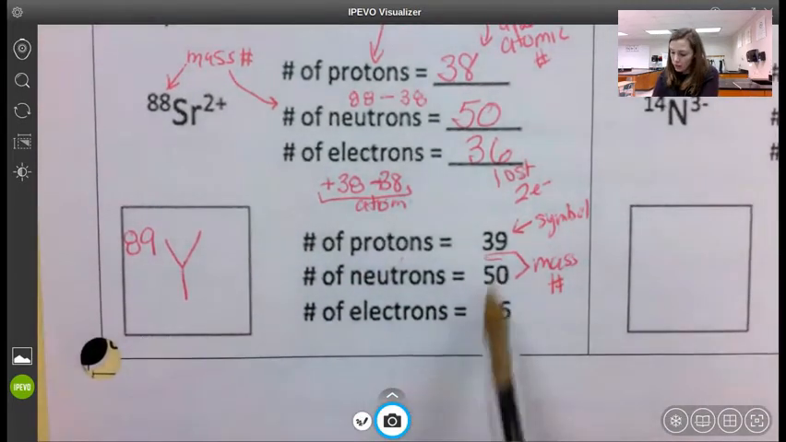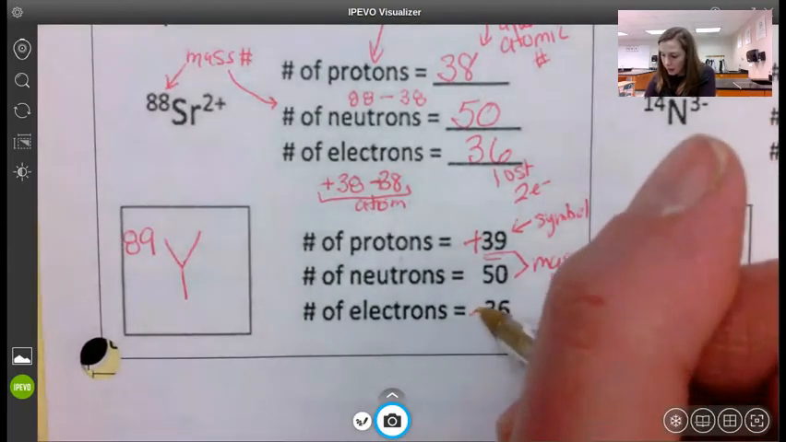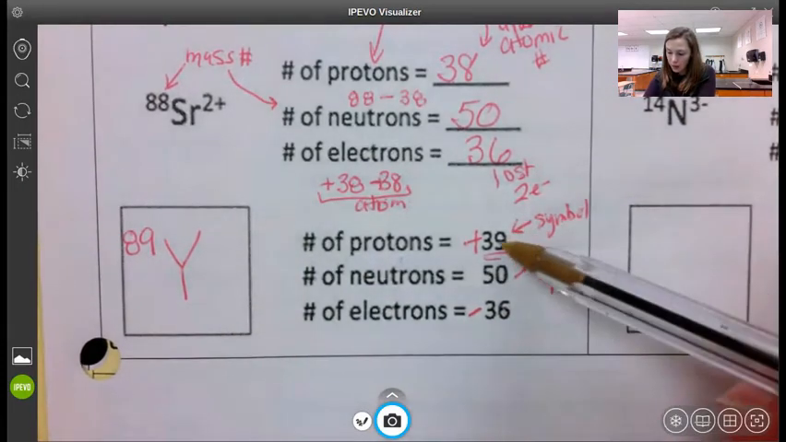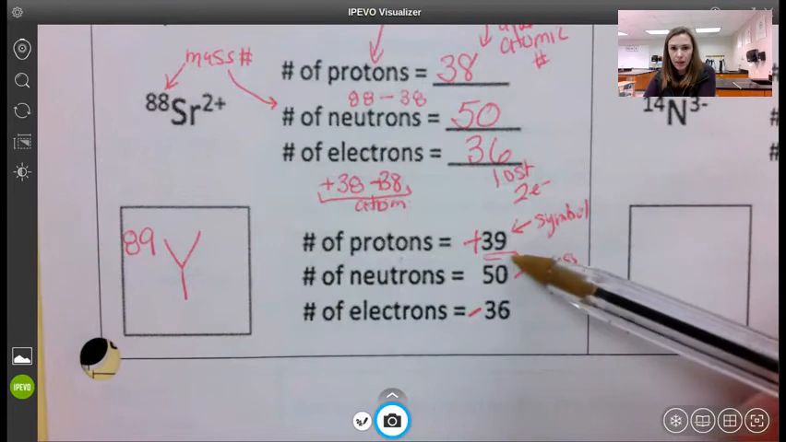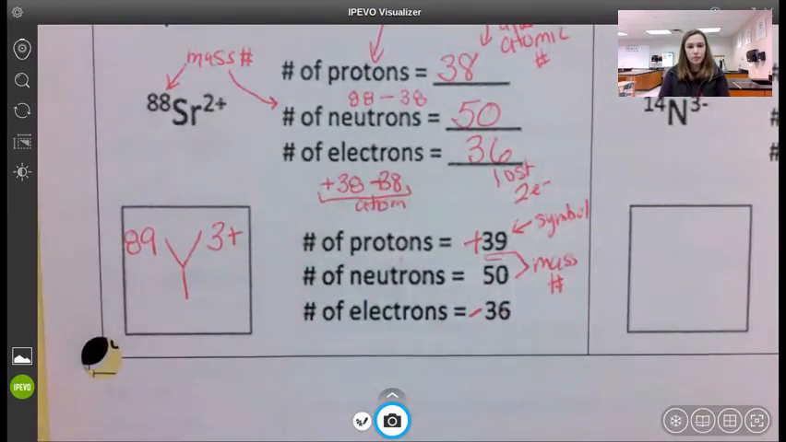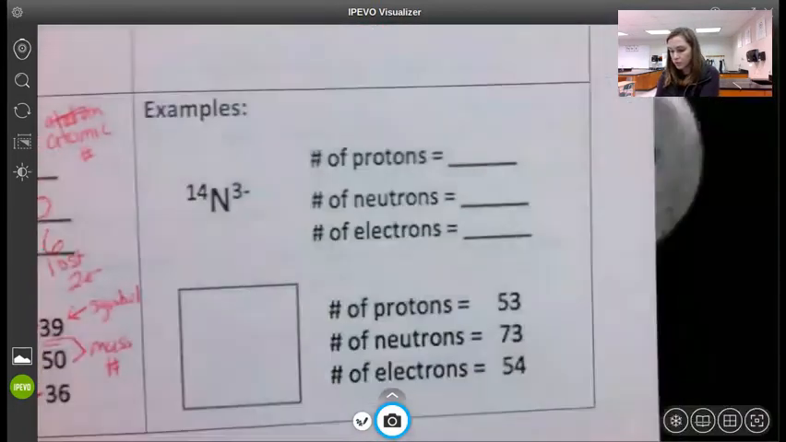Okay, and then if I look at these two numbers, I have 39 positive protons. I have 36 negative electrons. So if I think about canceling those out, I get 3 extra positives there, which is going to cause the +3 charge. Okay. All right, let's look at some negative ion examples.